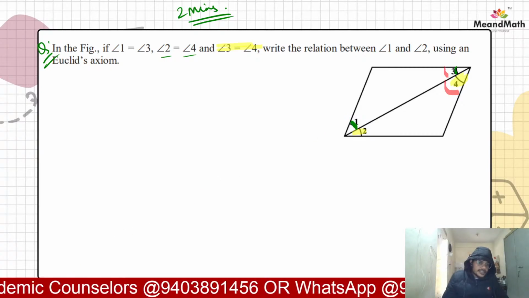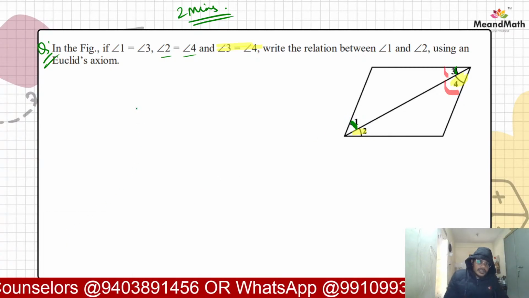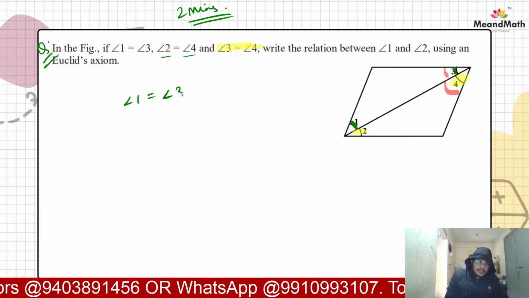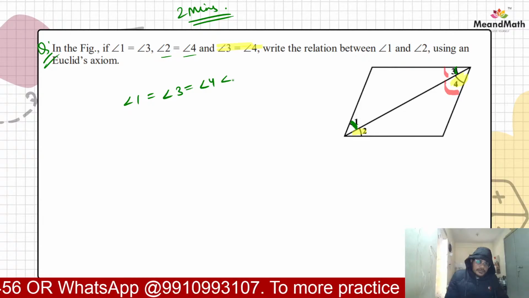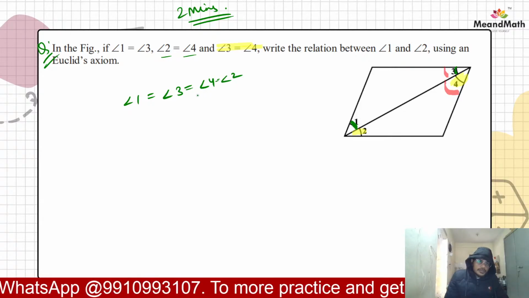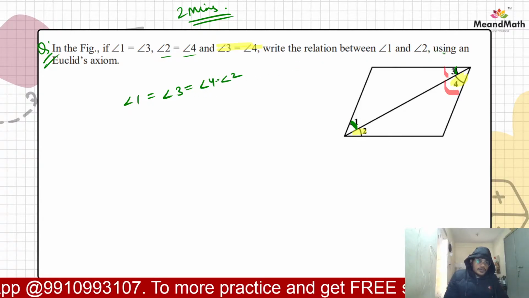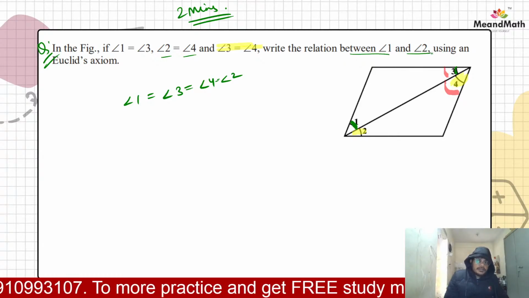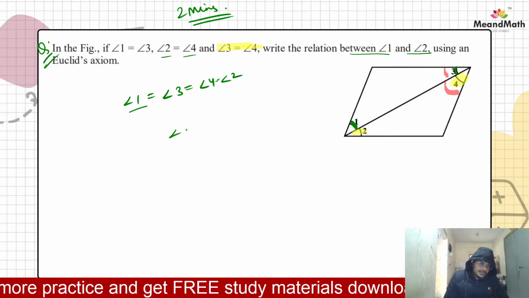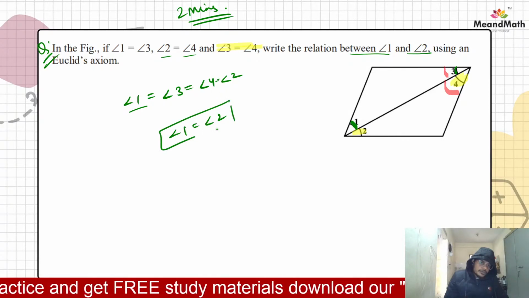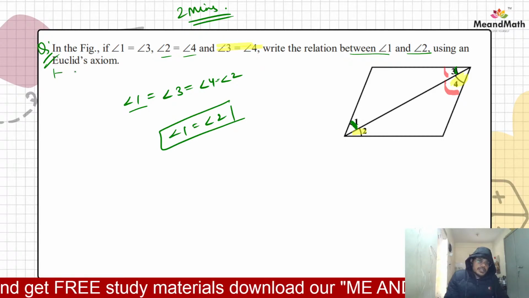So, how many conditions do you have now? Angle 1 is equal to angle 3, and angle 3 is equal to angle 4, and angle 4 is equal to angle 2. Now, what is the relation between angle 1 and angle 2? These four angles are equal, na? That means angle 1 should be equal to angle 2, right? But you need to use the Euclid axioms.